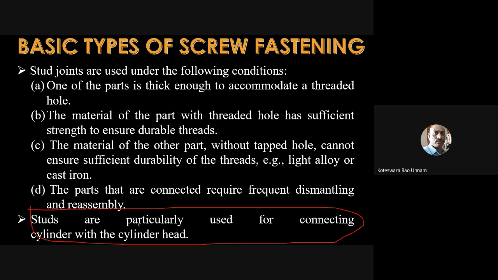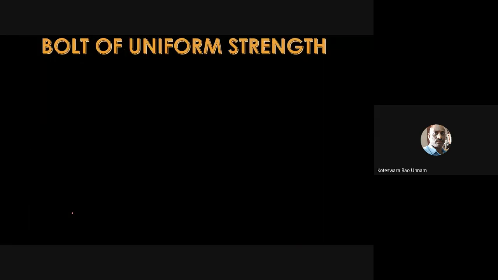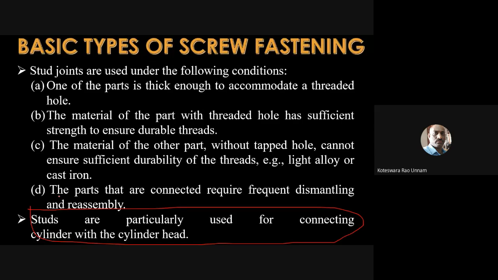In the case of the cylinder head and cylinder, both have internal threads. In the cylinder head there are internal threads, and in the cylinder also there are internal threads. So using those internal threads, without using a nut and washer, these two are connected directly by using the studs. Okay, so that is about these basic types of joints.